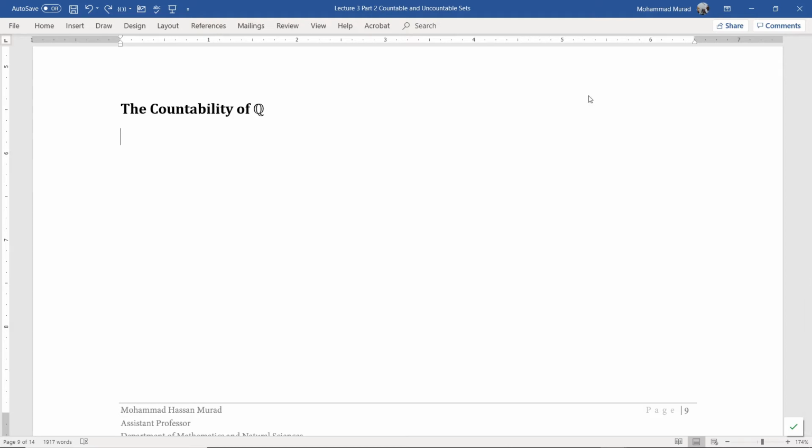In our earlier discussion in this lecture, we saw that the set of integers is countable. Now the question is whether the set of rational numbers is countable. To answer this question, let's look at a theorem.